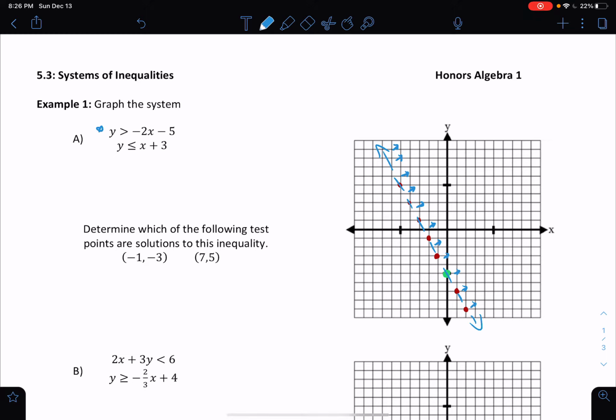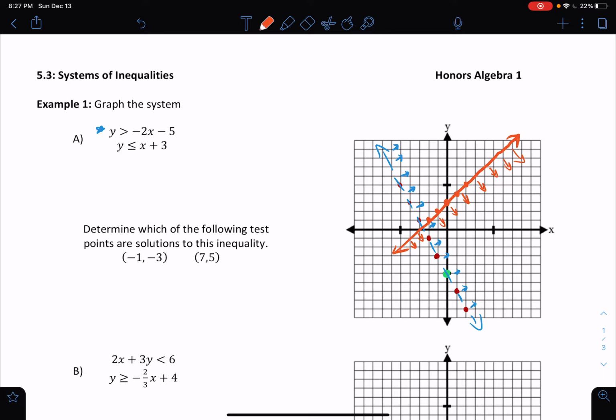So this is our first one. Now we got to do our second one. We got y is less than or equal to x plus 3. So to graph this, I'm going to start at 3. My slope is 1, so up 1 over 1, up 1 over 1, or down 1 to the left 1, and so on. Now, it's less than or equal to, so this boundary line is going to be solid. So I'm going to draw a solid line through here. Put my arrows, and it's less than or equal to, so I'm going to shade below this line.